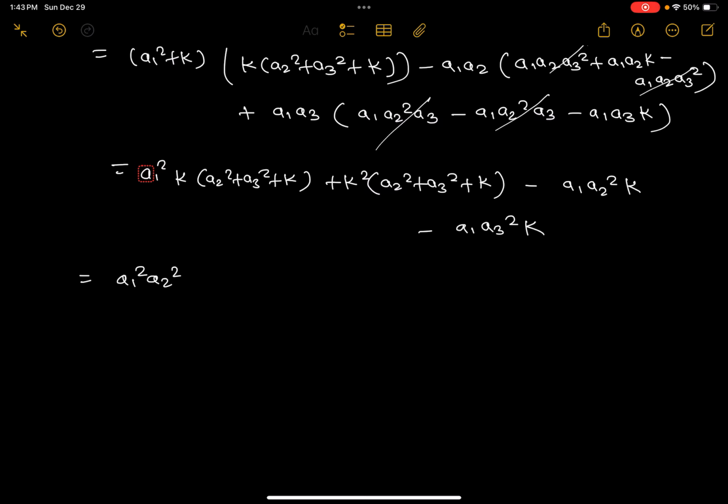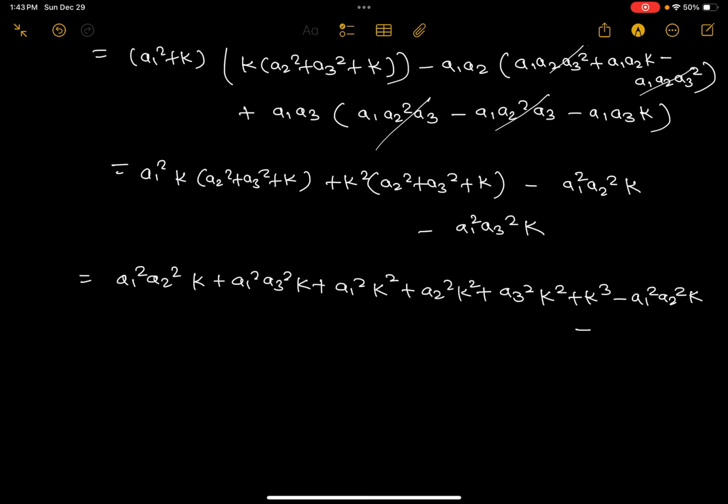Over here it's A1 square A3 square, right? I'm sorry. Now this is A1 square A2 square K plus A1 square A3 square K plus A1 square K, right? Plus A2 square K square. I'm sorry, over here it's A1 square K square. A3 square K square again plus K cube minus A1 square A2 square K minus A1 square A3 square K. Now A1 square A2 square K cancels out, A1 square A3 square K cancels out.